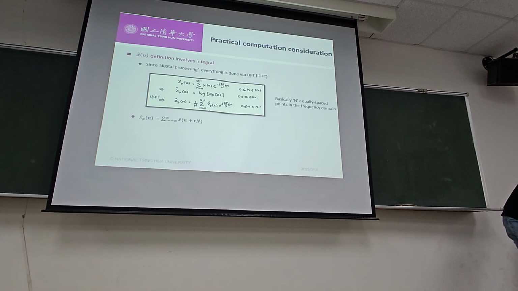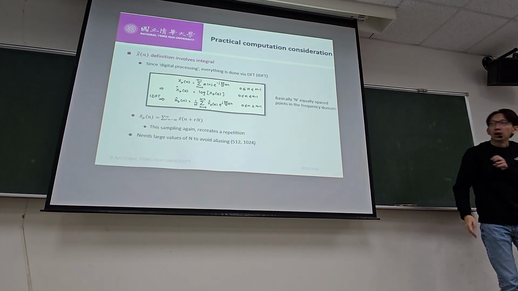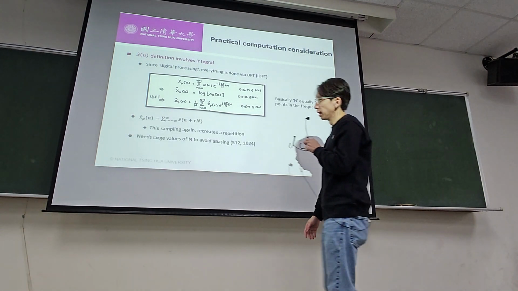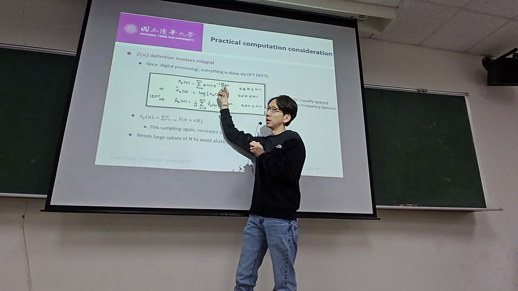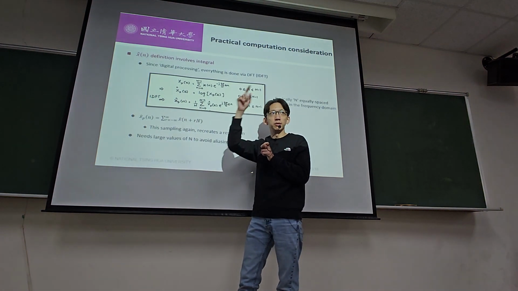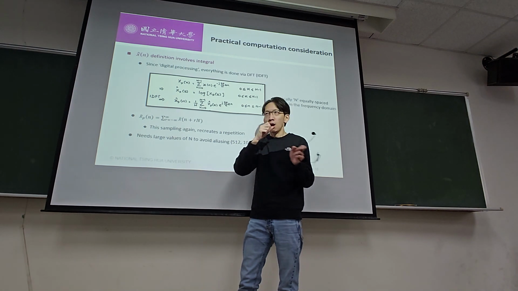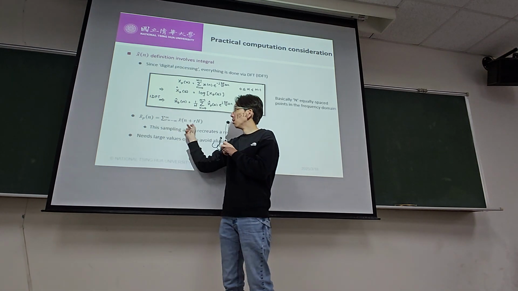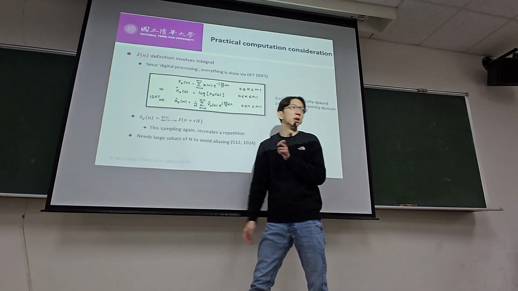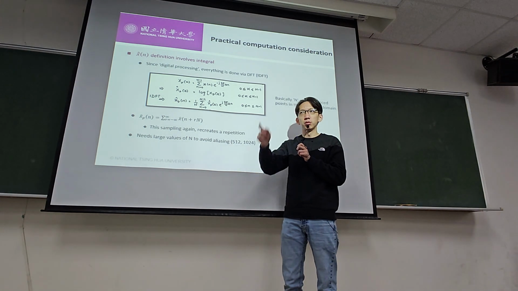And of course, as we know, with the DFT, basically you are sampling around the 2 pi, where now 2 pi creates repetitions. You're sampling around 2 pi.